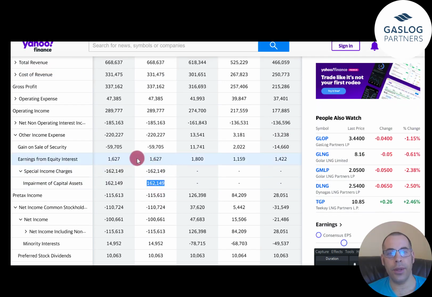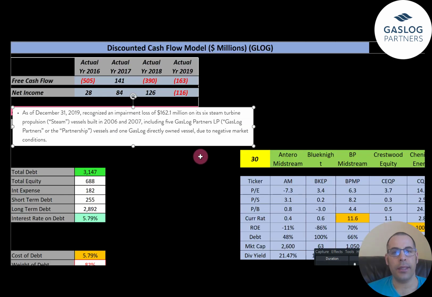What really stood out in 2019 was this $162 million asset impairment. If this wasn't here, they'd have almost $50 million of profit in 2019. You can only get so much information from Yahoo Finance, so I found this on the 10K. It mentions the $162 million impairment was due to 6 steam turbine vessels.